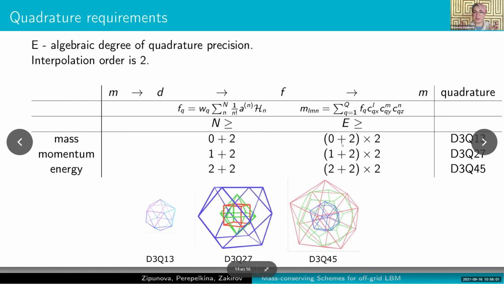Similarly, for momentum and energy conservation, we can do the same. So to provide mass conservation, we have to use D3Q13 at least, and for energy conservation, D3Q45 at least.